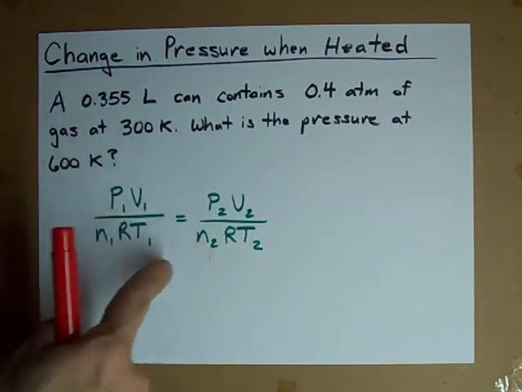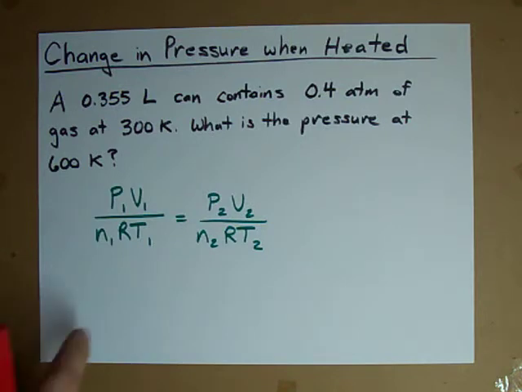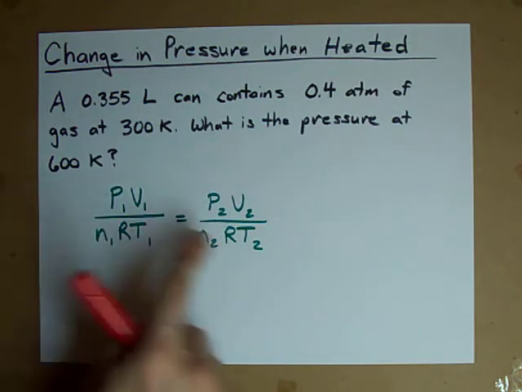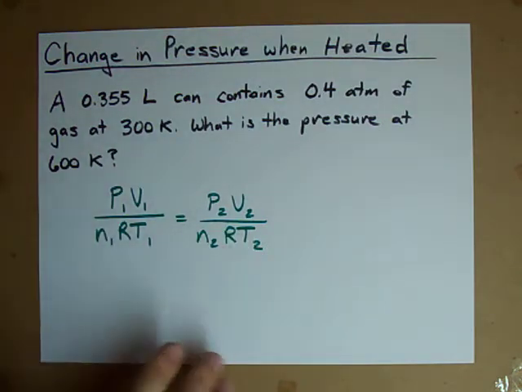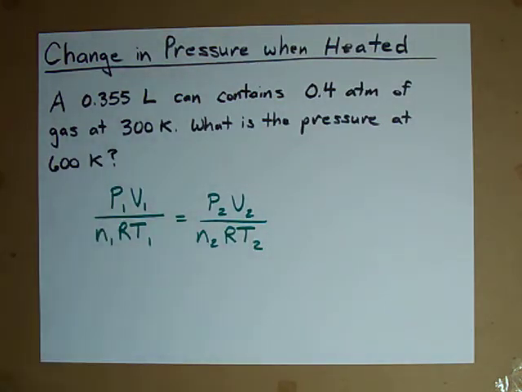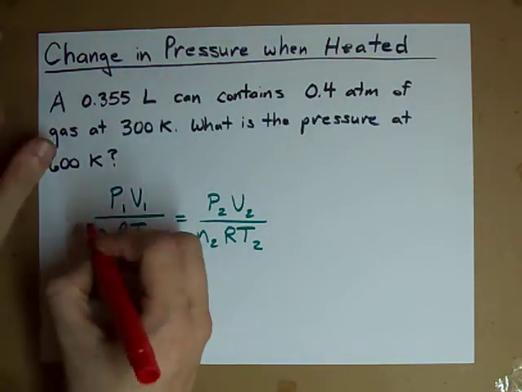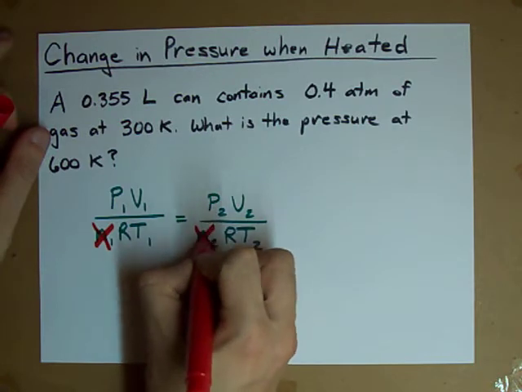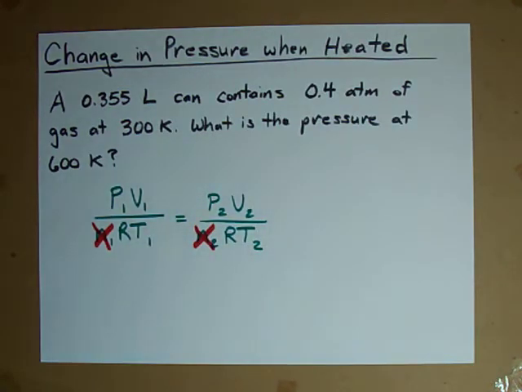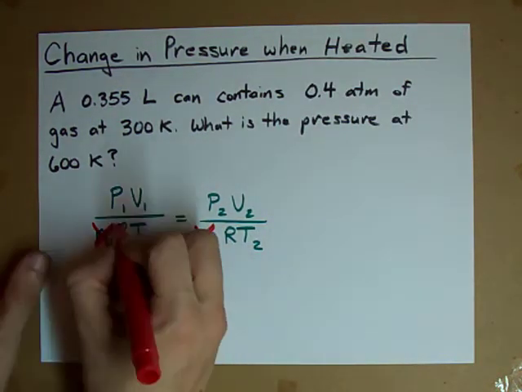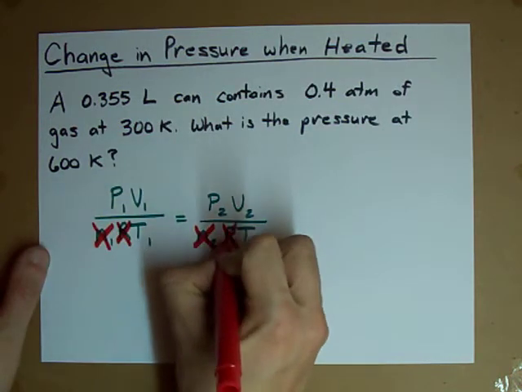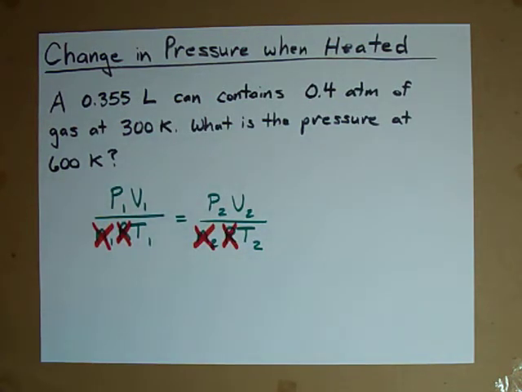The ratio still holds for the second conditions of pressure, volume, and temperature. So start with this and cross out anything that stays constant on both sides. This is a can. It's not going to let gas in and out. So that means that the number of moles stays constant. R is the gas constant. It's the same on both sides of the equation. We can cancel it out.